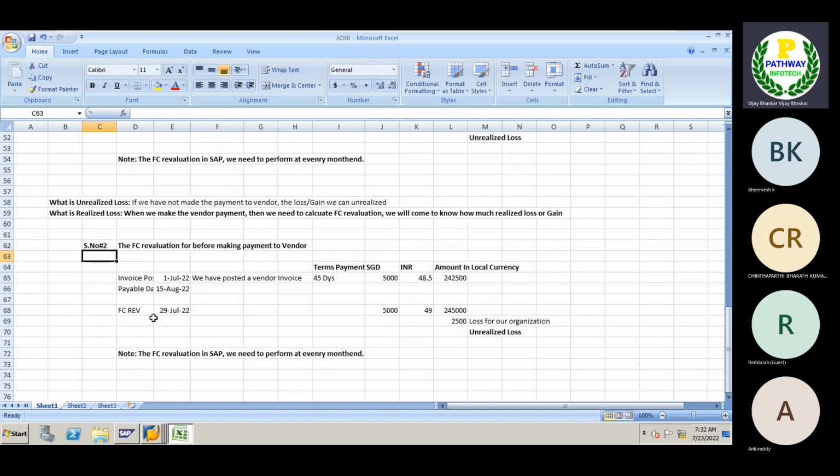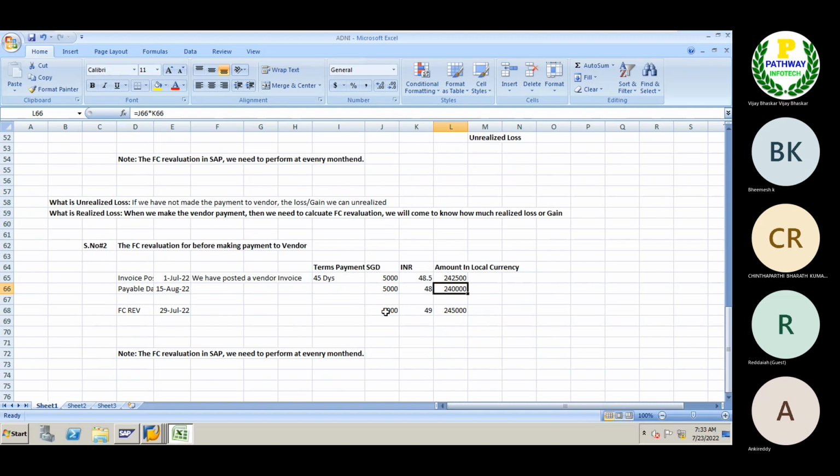Now the FC revaluation I am running here is on the 29th of July. Now I am just removing this one. Let us change. On the 15th of August I will do the payment, the same 5,000. Hope you got the unrealized loss, it is clear for you, I hope. Now on 15th of August I am going to make the payment. Each USD is 48 rupees. Let us assume 48 rupees is what I am making the payment at.